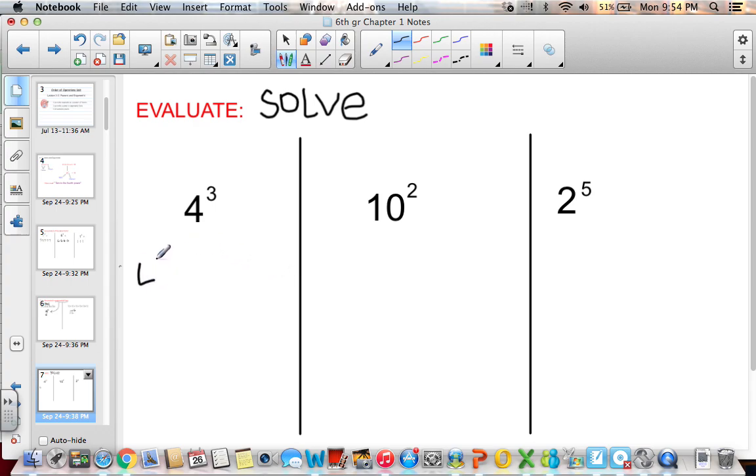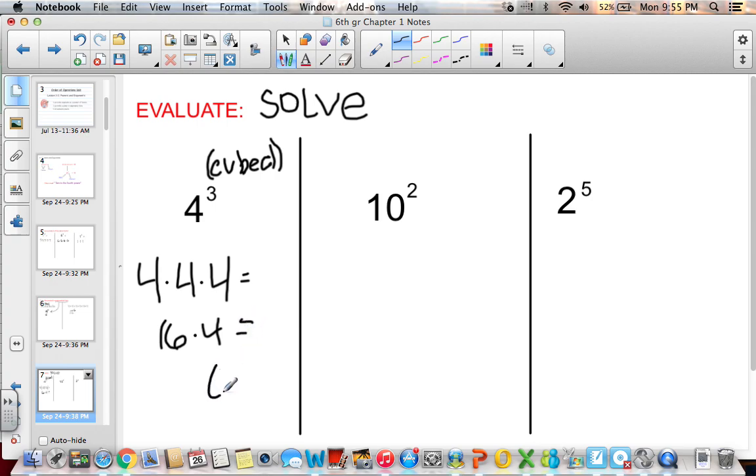So 4 cubed, or 4 to the 3rd power. An exponent of 3, which is something that you want to write in your notes, is the same as cubed, and that's something that we'll talk about in class tomorrow. But an exponent to the power of 3 means cubed. So 4 times 4 times 4. 4 times 4 is 16 times 4 equals 64.